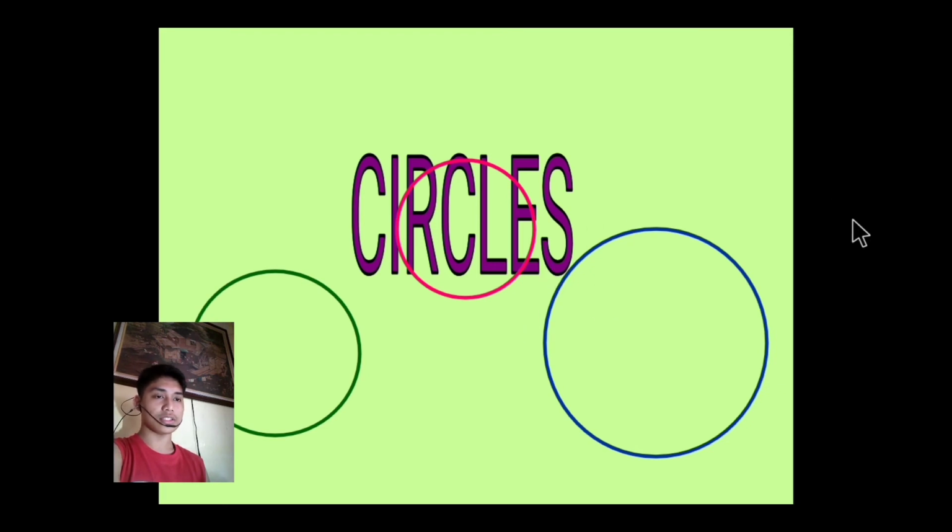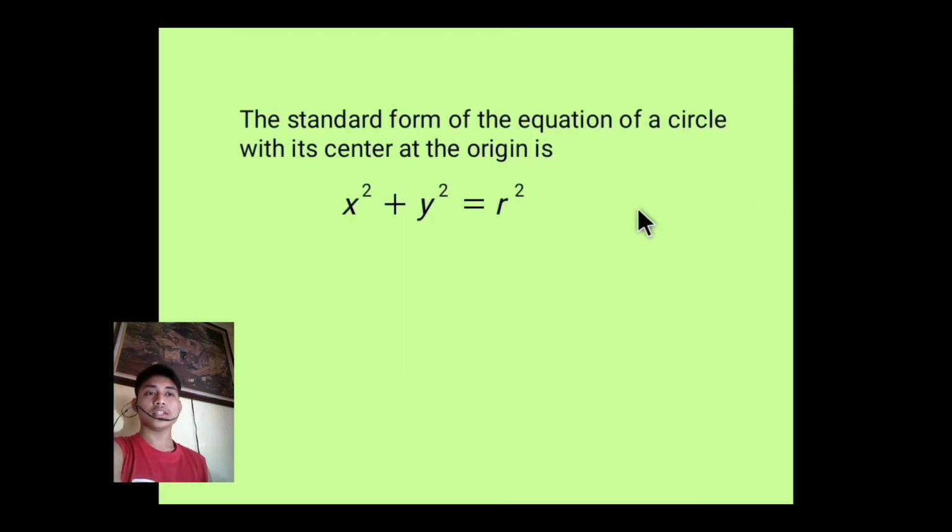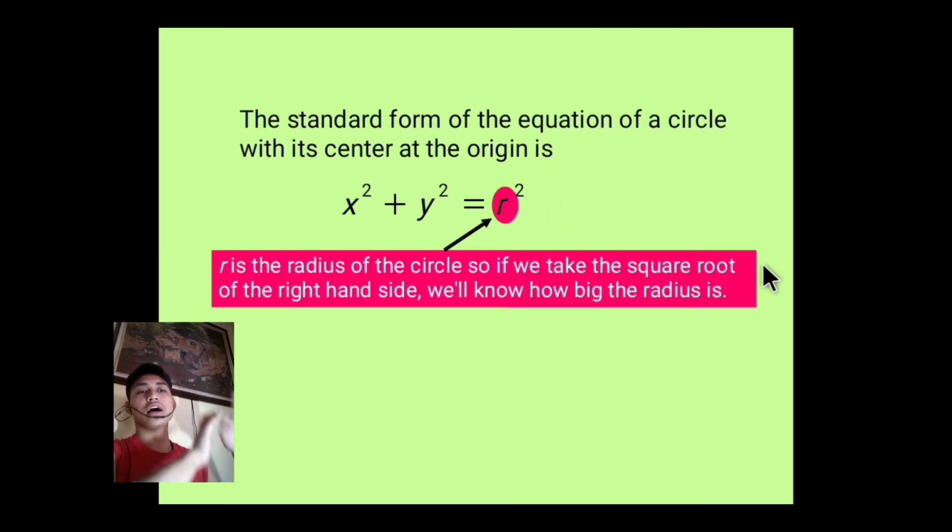Okay, these are examples of circles. Now, the standard form of the equation of a circle with its center at the origin is x squared plus y squared equals r squared. This is for when the center of a circle is at the origin. The r is the radius of the circle, so if we take the square root of the right-hand side, we'll know how big the radius is.